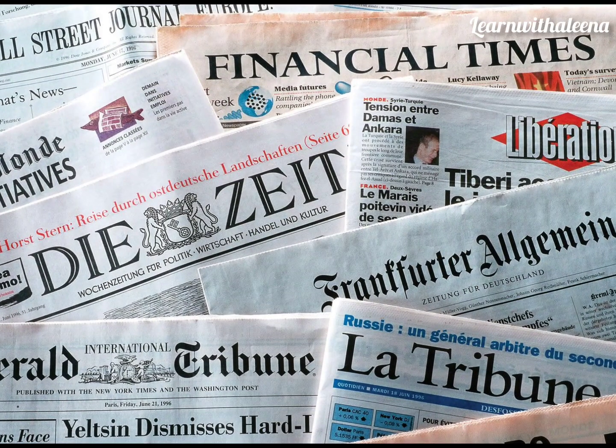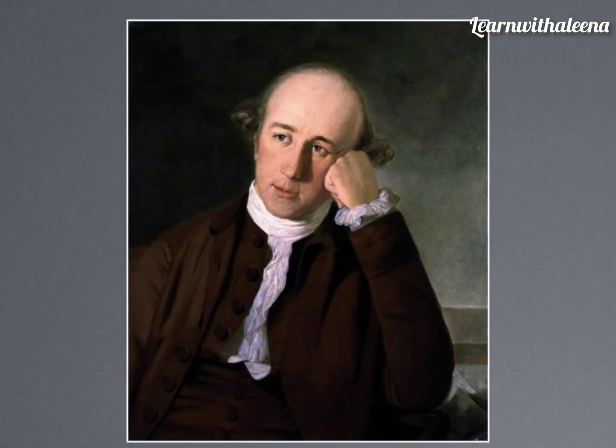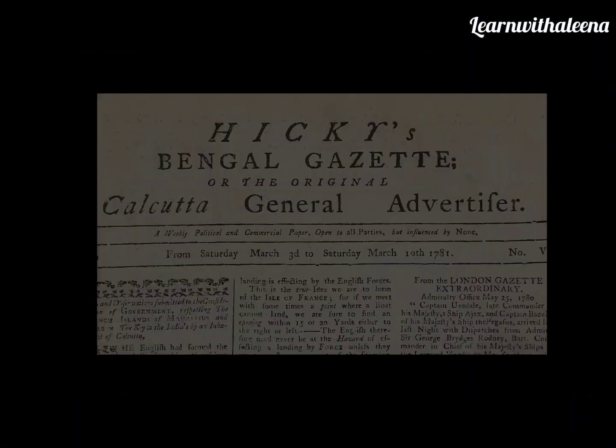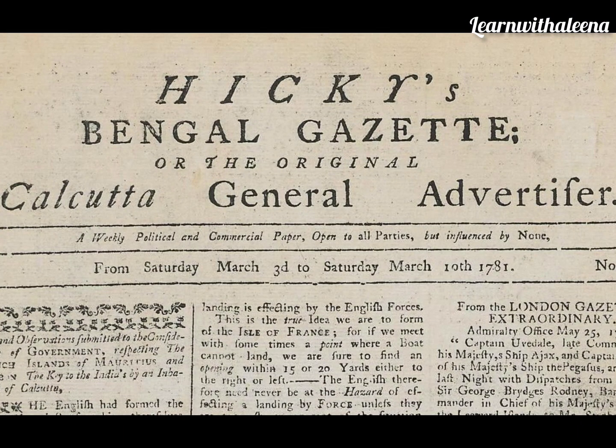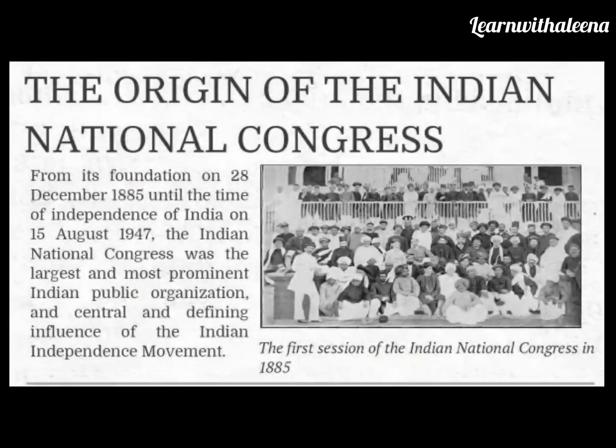Newspapers and journals. Newspapers and journals form an important and authentic source of information for the construction of the history of modern India. In 1780, James Augustus Hickey published the first newspaper in India, entitled The Bengal Gazette or Calcutta General Advertiser. Interestingly, nearly one-third of the founding fathers of the Indian National Congress in 1885 were journalists.